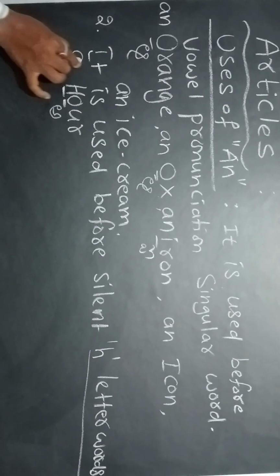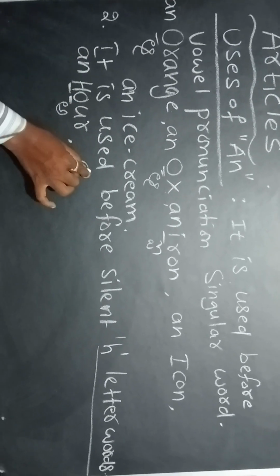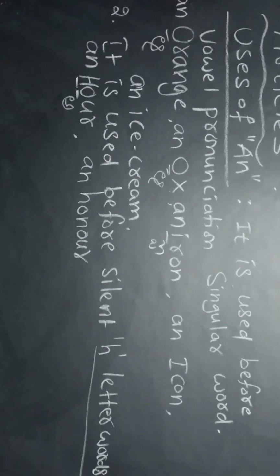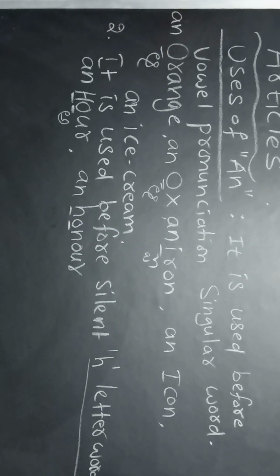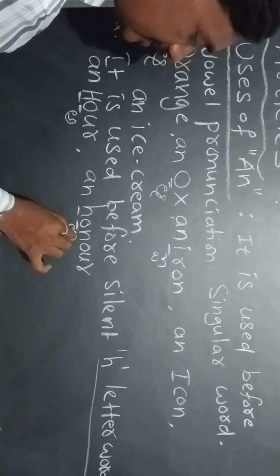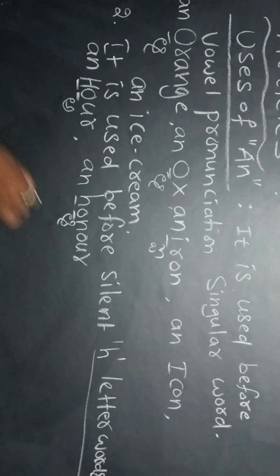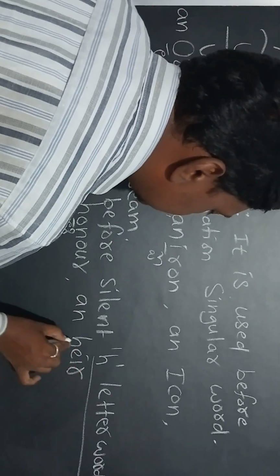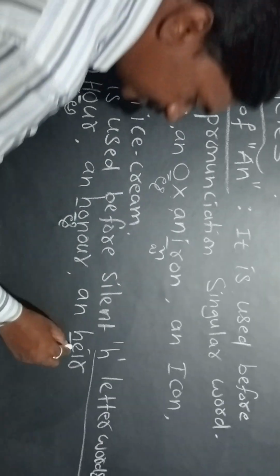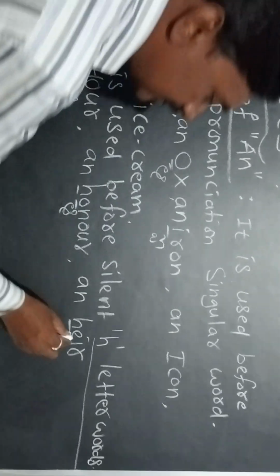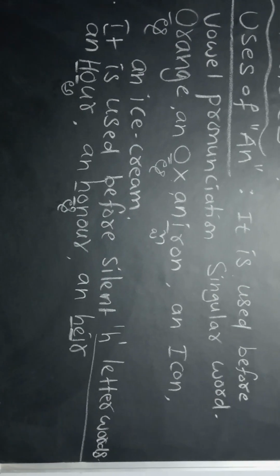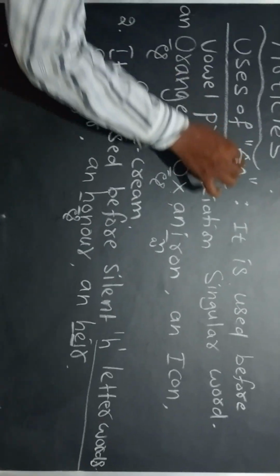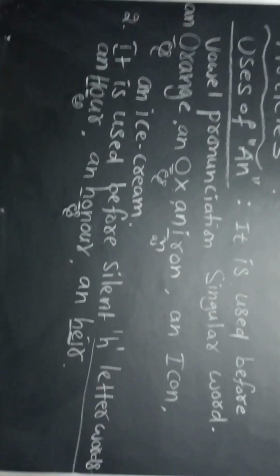An hour, an honorable, an honor. H is silent, and the immediate second letter is a vowel letter that gives the pronunciation of A. An honor. An heir, H-E-I-R. H is silent and the immediate second letter is a vowel letter that gives the vowel pronunciation. So, an heir. These are the examples where we use the article an before silent H letter words.